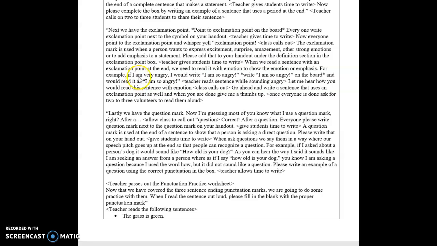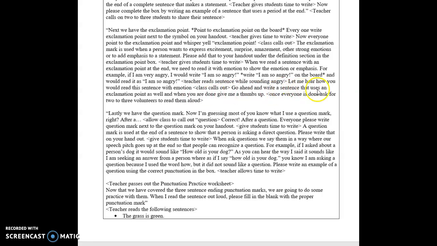For example, if I'm very hungry, I would write "I'm so hungry!" with an exclamation point on the board, and I would read it, "I am so hungry!" I'm sorry, I meant angry. I'm sorry, I just got confused. I would write "I am so angry!" on the board. I must be hungry. And then I would read it with expression. And then I would say, let me hear how you would read this sentence with emotion, and let the class call out again, "I am so angry!" with their own expression.